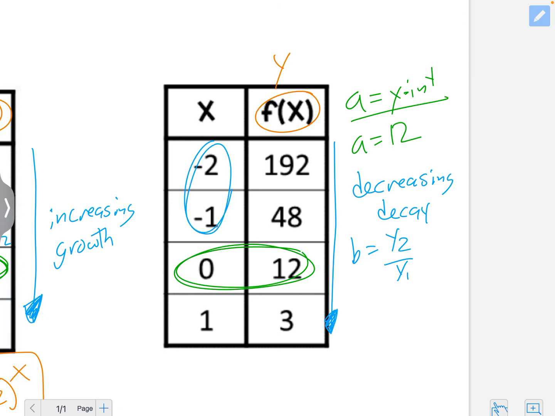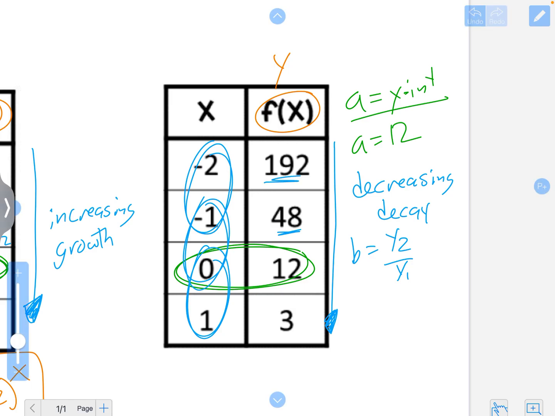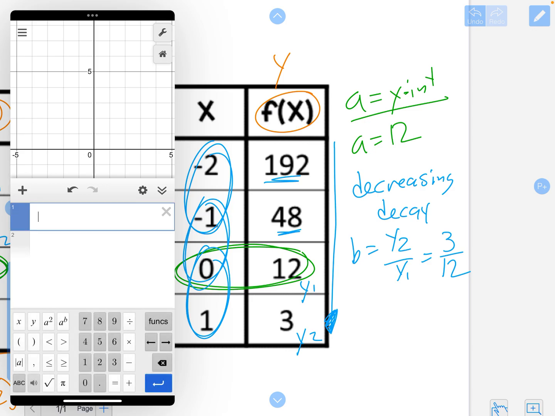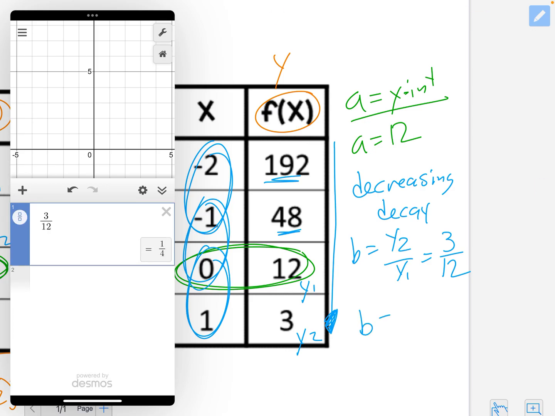So again, we have to use two numbers that are in a row for this to work. I don't really want to use 192. I really don't want to use 48 either. So I'm going to make 12 my y1 and make 3 my y2. So we're going to put our 3 on top, and then we're going to put our 12 on bottom. So you can always plug this fraction into your calculator or into Desmos, and it will simplify it for you. So 3 divided by 12. So we know our b equals 1/4.